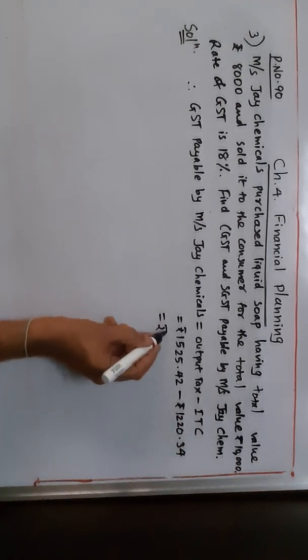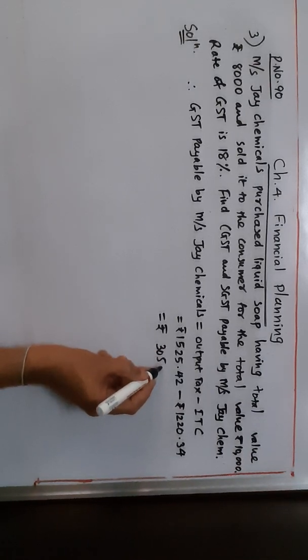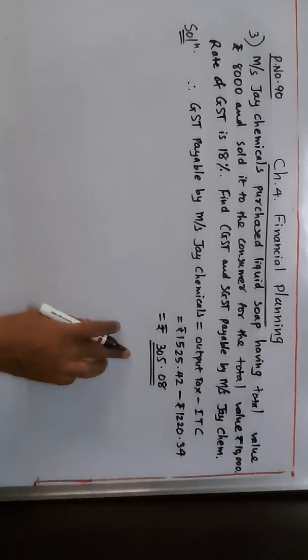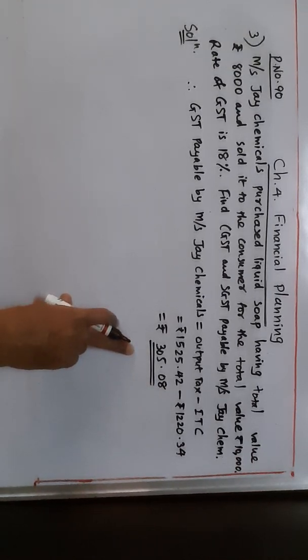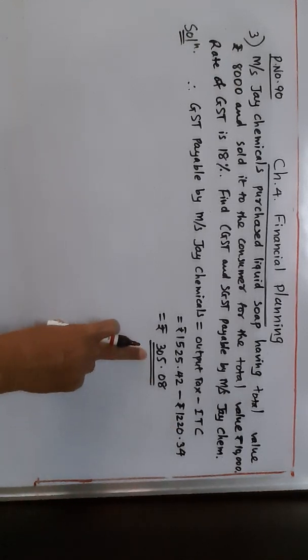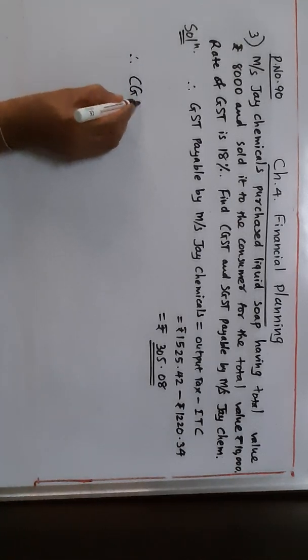On subtracting this we get rupees 305.08. This will be the GST payable by Messrs J Chemicals, whereas 1,220.30 rupees were also paid by Messrs J Chemicals, but to the manufacturer, and the manufacturer will pay this tax to the government. So government gets this, as well as from Messrs J Chemicals government gets this. Understand? And now we have to find CGST as per the custom.